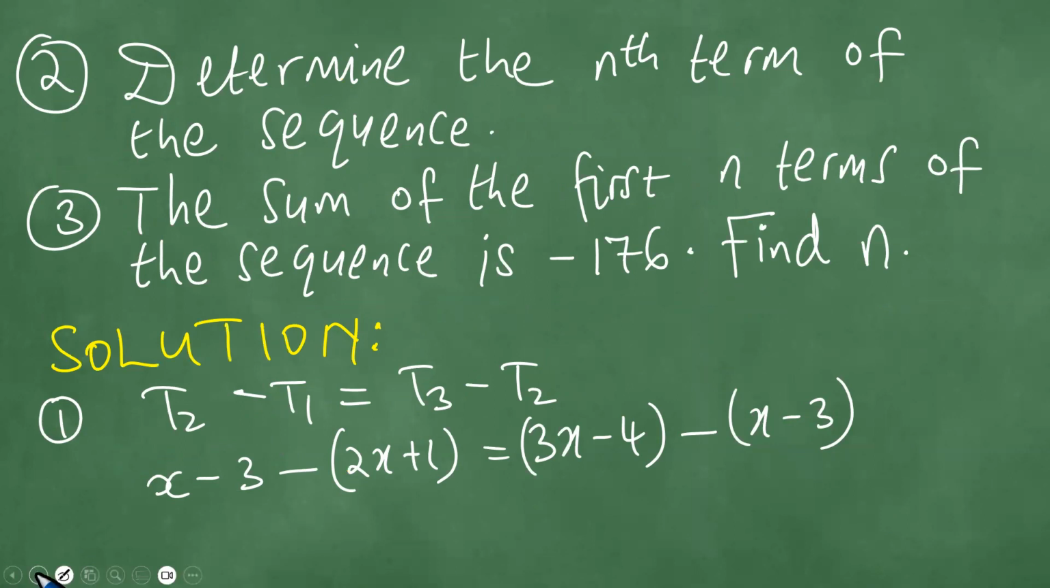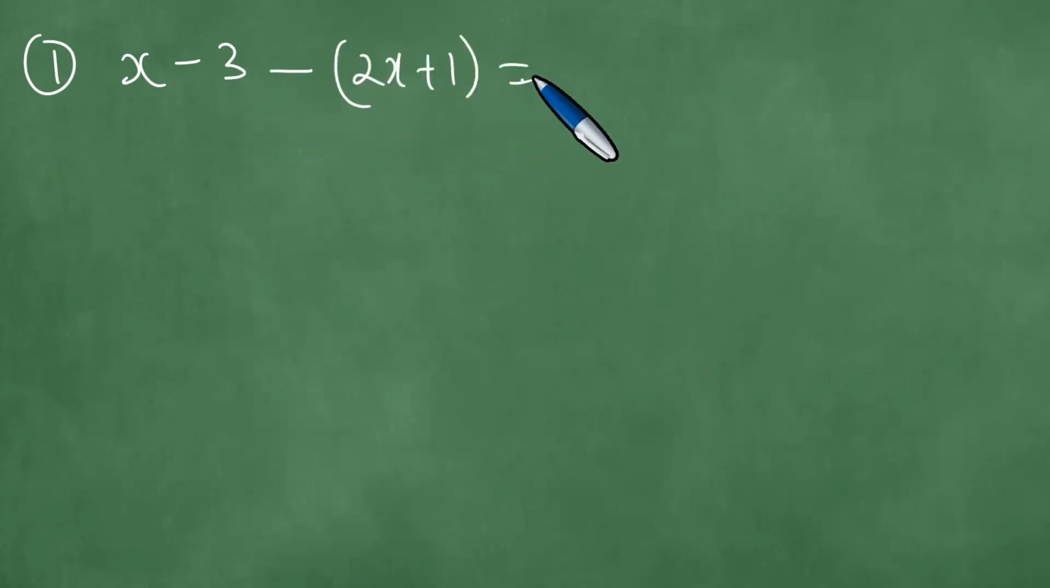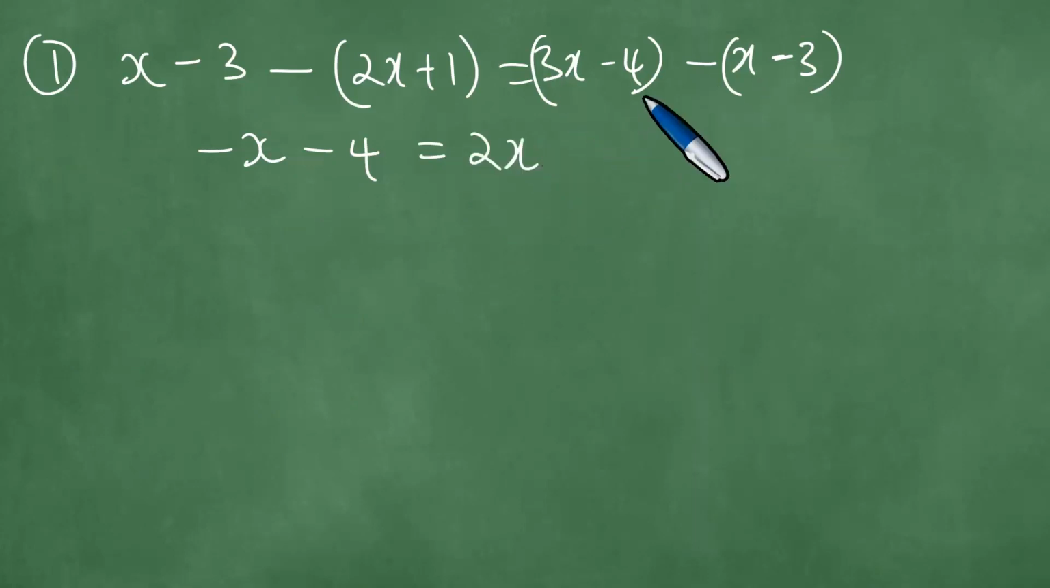So which means that at this point, for part 1, we have x minus 3 minus (2x plus 1) is (3x minus 4) minus (x minus 3). Right, x minus 2x is minus x. Minus 3 minus 1 is minus 4. 3x minus x is double x, or twice x. Minus 4 plus 3 is minus 1.